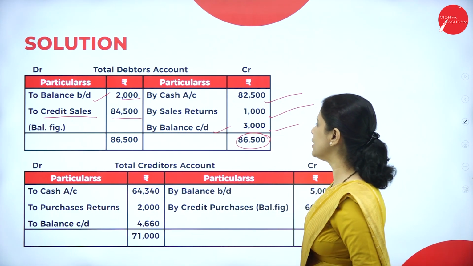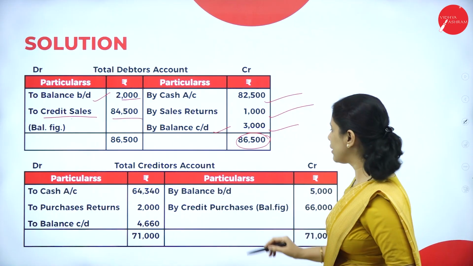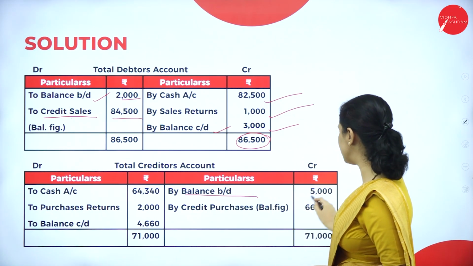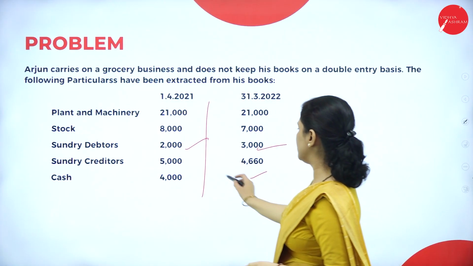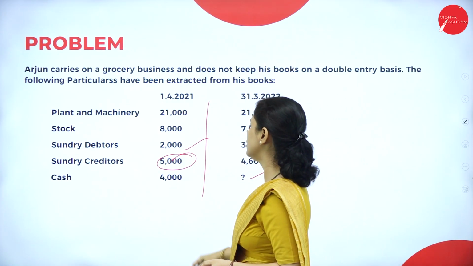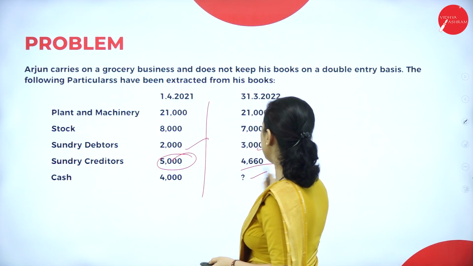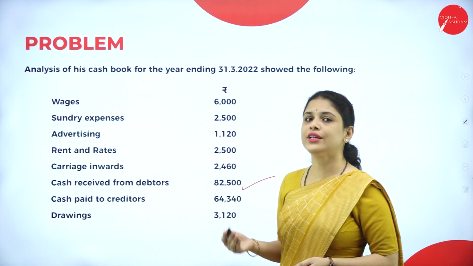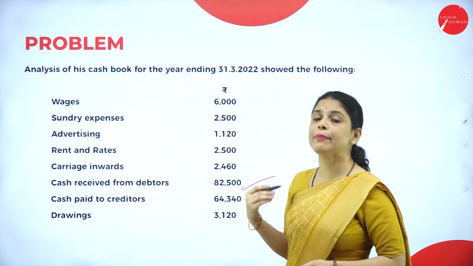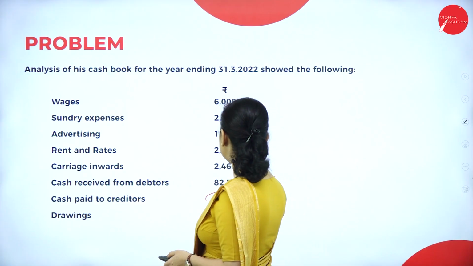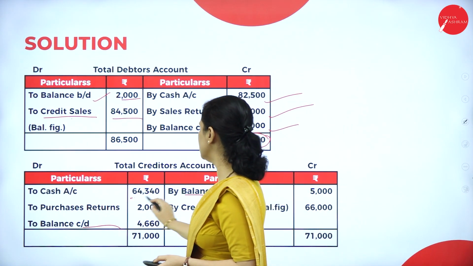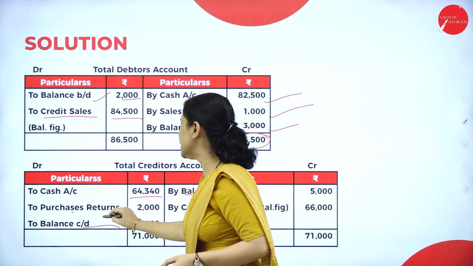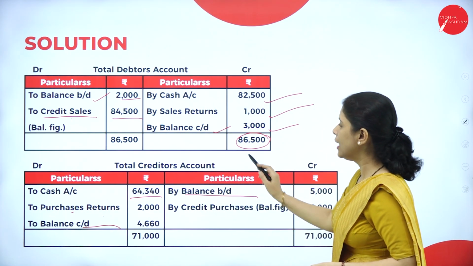Next, let us go to total creditors account. So what we have to write first? First we have to write by balance brought down, and after that to balance carried down. Let us see this one. This is for by balance brought down, and this is for to balance carried down. After that we have to write the total amount paid to creditors. How much is that? 64,340. Purchase return is there, where it will come in the creditors account.